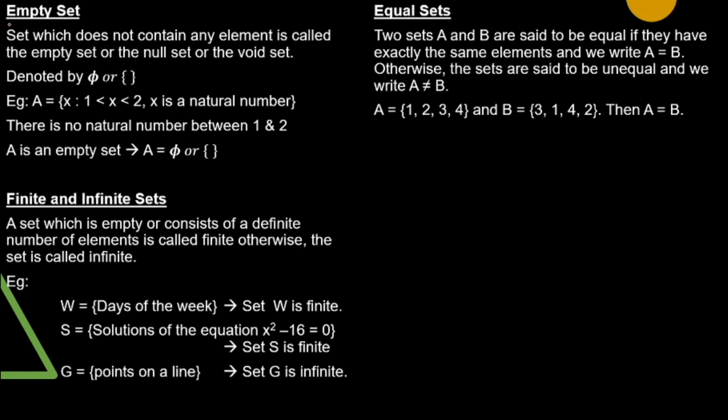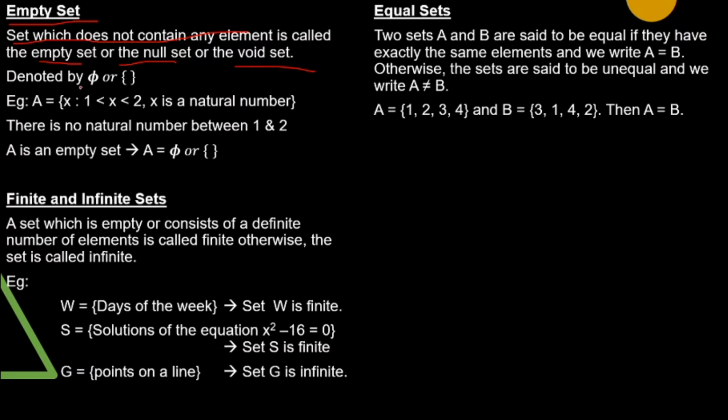Our next topic is empty set. A set which does not contain any element is called an empty set, or null set, or void set. So it means that if there is a set that does not have any element, we can call it an empty set. Another name is null set, and one more name is void set. So you can use any of the three names to call the empty set.